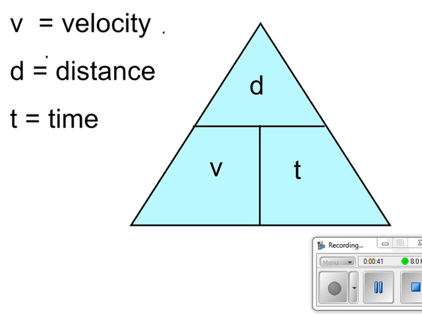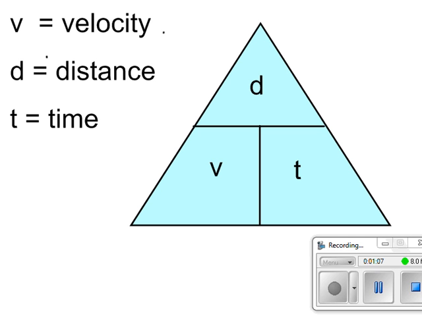Before we learn how to use the triangle, let's go over some of the units that we will have with the numbers that go along with the different variables, because that's the hardest part sometimes for students in solving these problems, is identifying the numbers and deciding, is that a distance measurement, is that velocity, or is that time? So if you keep in mind some of the different units that you'll see, it'll be a little easier for you.